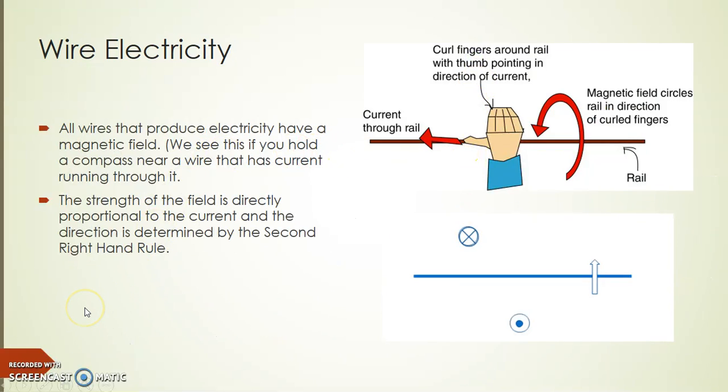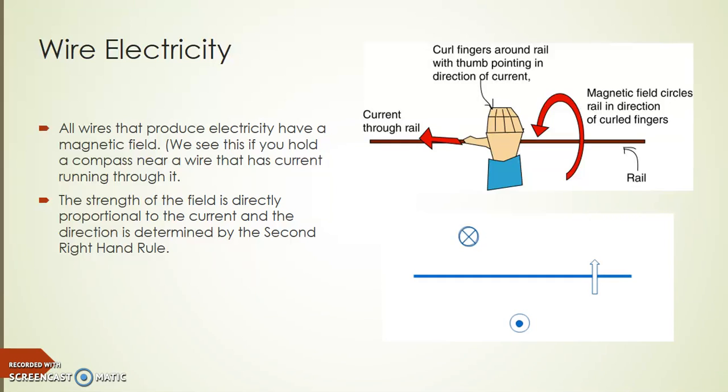All wires that produce electricity have a magnetic field. We see this if you hold a compass near a wire that has an electric current running through it. The compass will be affected. The strength of the field is directly proportional to the current, and the direction is determined by a right-hand rule.